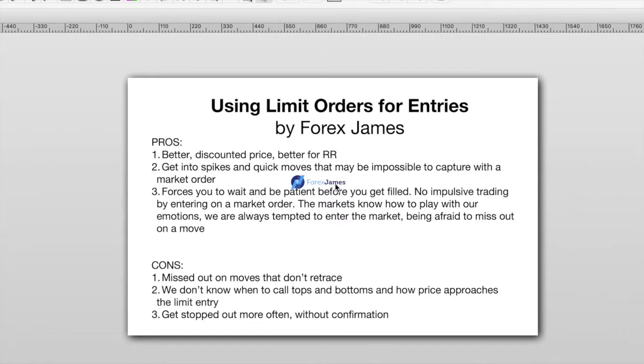And now let's cover the cons of using limit orders for entries. Like everything else, there are always pros and cons, and it's only fair that we look at what I think are the disadvantages as well. Okay, let's look at number 1.